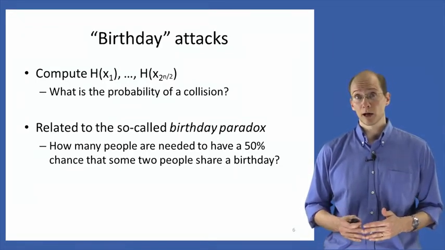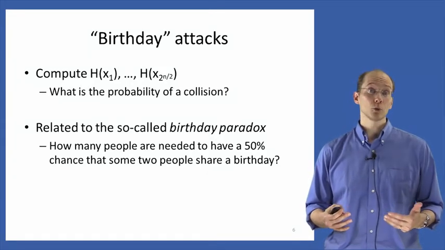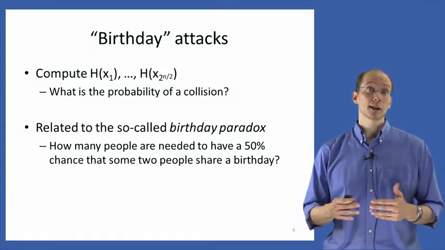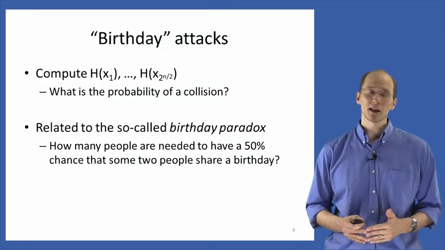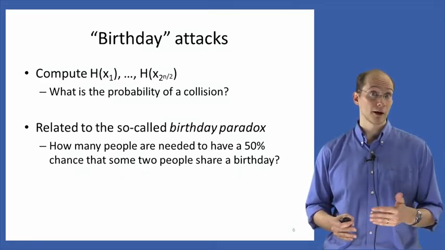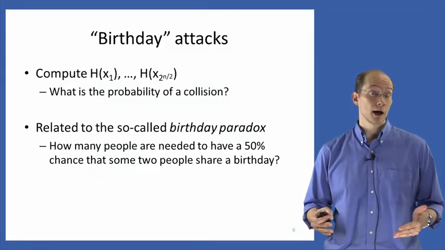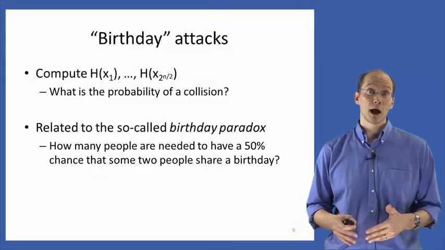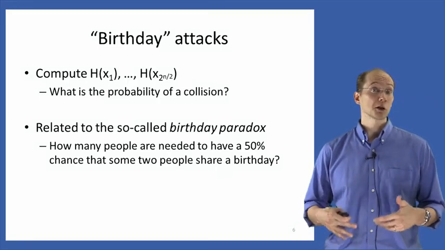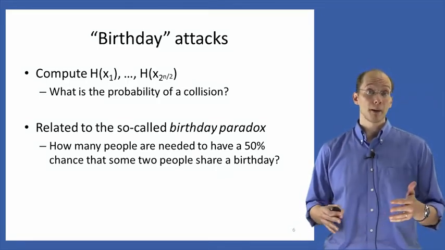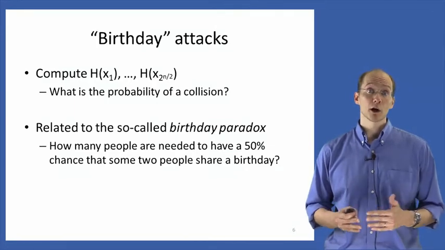In the birthday paradox, we ask how many people do we need in order to have a 50% chance that some two people share a birthday. If you haven't seen this before, it's worth stopping a moment to think about it and take a guess or an estimate as to how many people you think you need to have in a room or in a group of people, say, such that with at least half probability, some pair of people in that room share a common birthday.